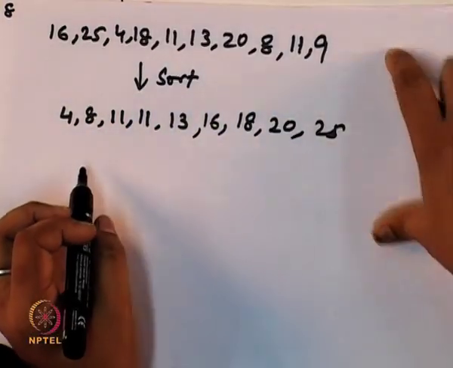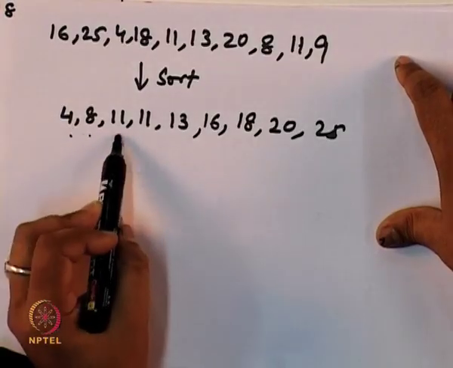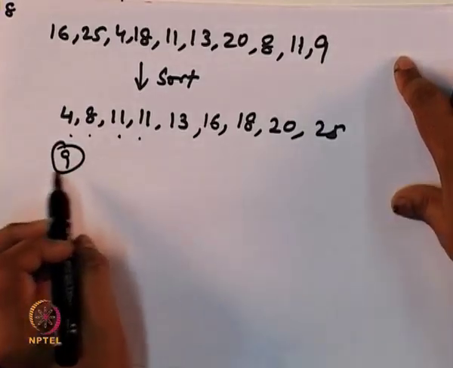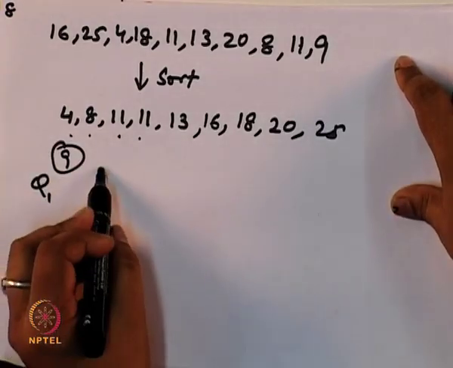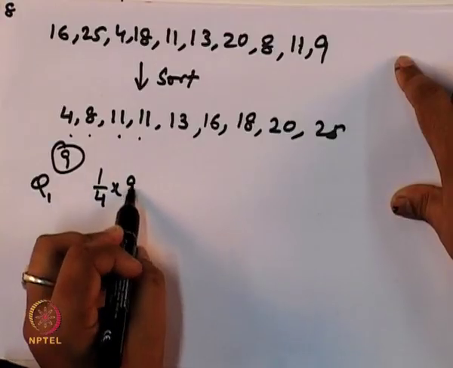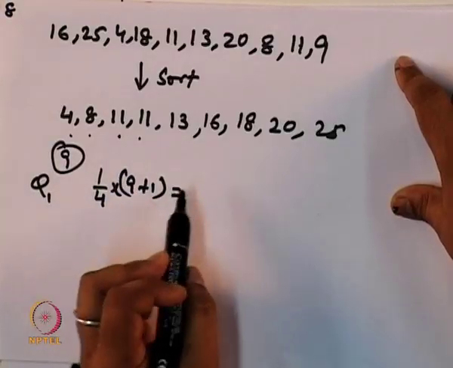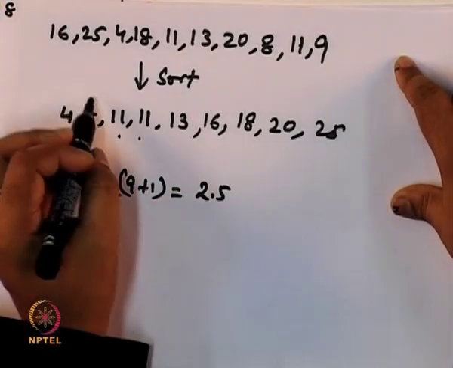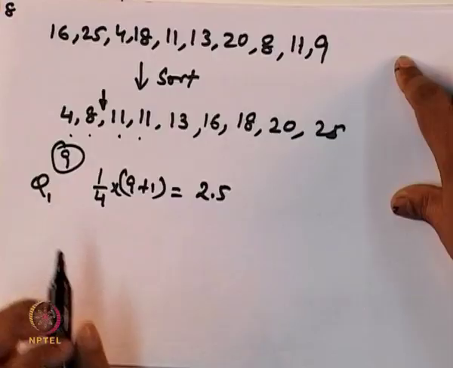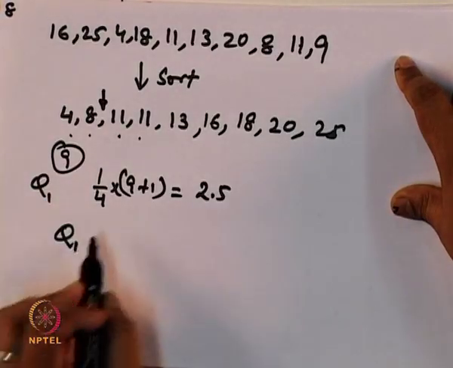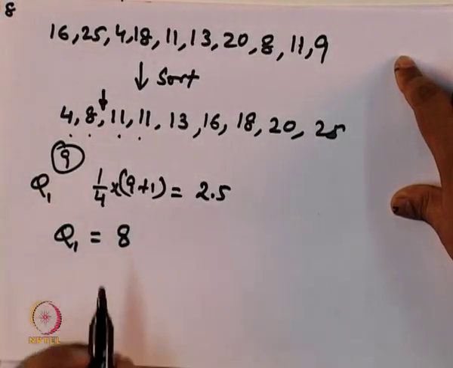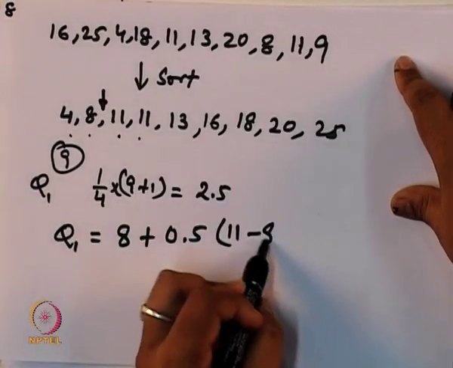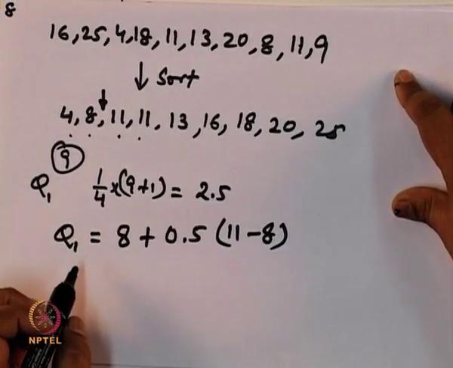Okay. So, let us say you have the following measurements, 1, 2, 3, 4, 5, 6, 7, 8, 9. So, you have a total of 9 numbers. So, for calculating Q1 you do 1/4 times (9 plus 1), okay, which is 2.5. So, it tells you that 2.5 is the middle of the 8 and 11 numbers. So, for calculating Q1 you have to do 8 plus 0.5 times (11 minus 8). So, this is how you will calculate Q1.